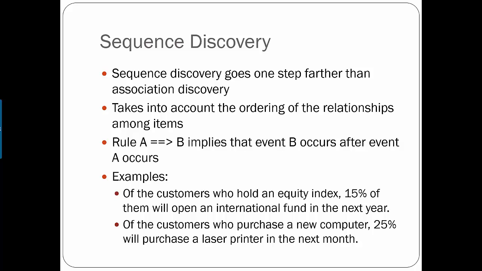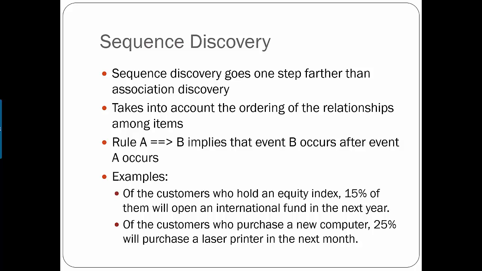Sequence discovery is another specific methodology where you look at in what sequence things happen. It is one step further than association discovery. Association discovery simply says what things go together, but in sequence discovery, you're talking about a particular chronology of events. It takes into account the ordering of the relationship. So rule A, B implies that event B occurs after A has occurred.